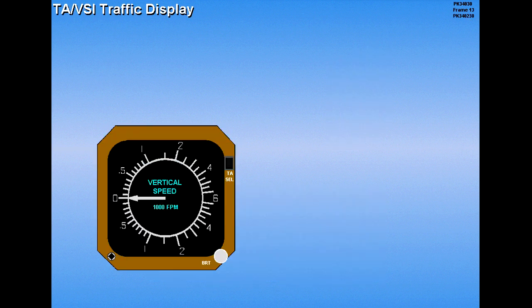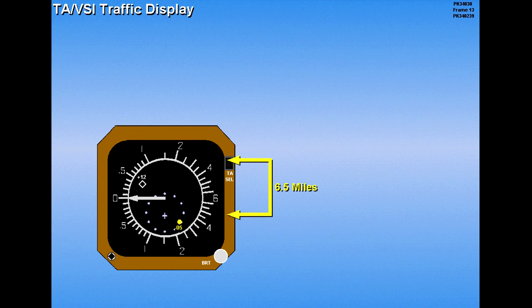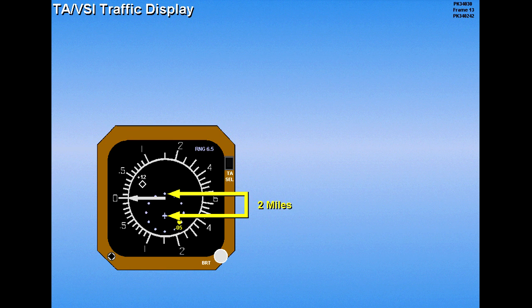When TCAS is activated, the center of the TA-VSI becomes a traffic display. The display is fixed in range, showing traffic up to 6.5 miles in front of the aircraft symbol, located at the bottom of the display. The fixed range of 6.5 miles is enunciated in the top right corner whenever the traffic display is present. Ranges to the side and aft of the aircraft symbol are to scale. A fixed 2-mile range ring surrounds the aircraft symbol.